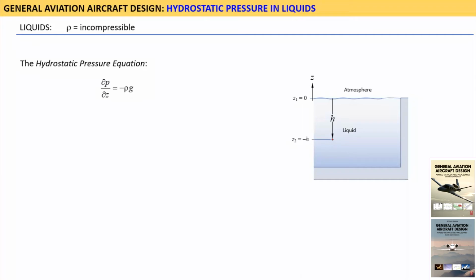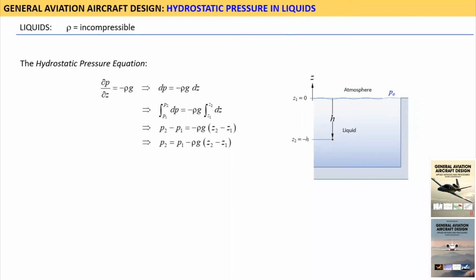Alright, let's focus again on the hydrostatic pressure equation. Let's separate the variables. Then we integrate both sides of the equal sign. Evaluating both sides leads to this. Then let's rewrite this as shown. Now we only need to substitute proper variables.